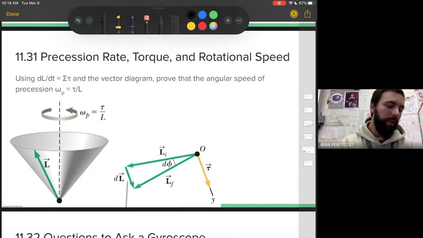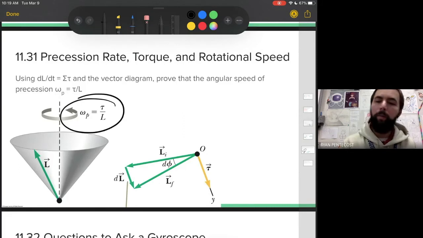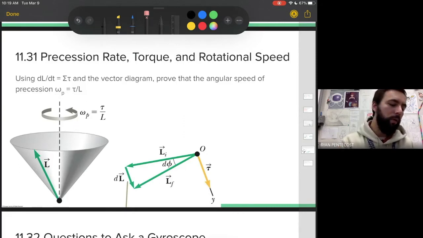So it says that using dL over dt equals the net torque and the vector diagram prove that the angular speed of precession omega p equals torque divided by angular momentum. And that's even in our image here. So we need to prove that.